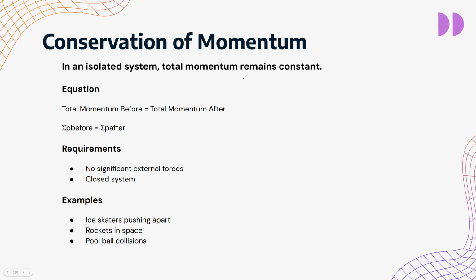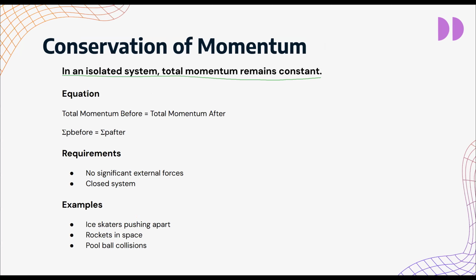So, conservation of momentum. In an isolated system, total momentum remains constant. The equation is total momentum before equals total momentum after. The sum of all the momentum before is equal to the sum of all the momentum after. The requirements for conservation of momentum to be true are no external forces and also a closed system.